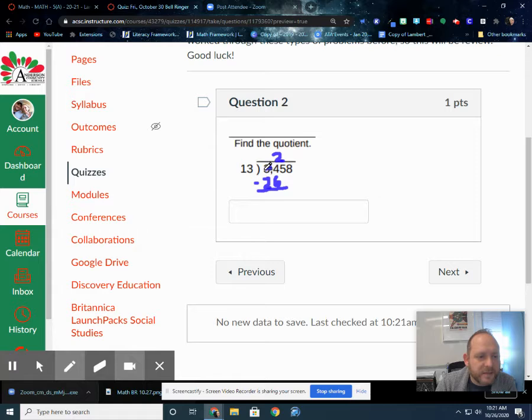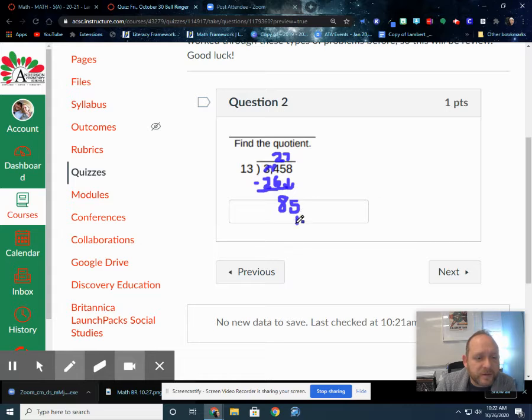4 minus 6 we can't do, so we'll borrow from here. We'll make that a 14. 14 minus 6 is 8. And now 2 minus 2 is nothing. So we're going to bring our next digit down, which will be our 5. I'm running a little bit to the side here. My little writing tool is too big. All right, so 10 again could go into 80 8 times, but because of that 3, I think it's only going to allow us to do 7 times here. So we're going to try 7.